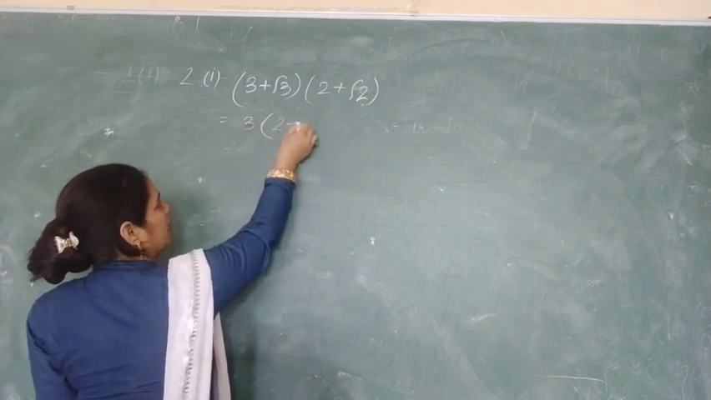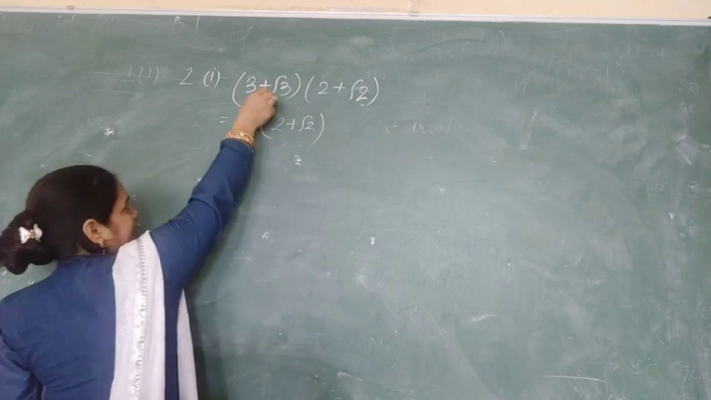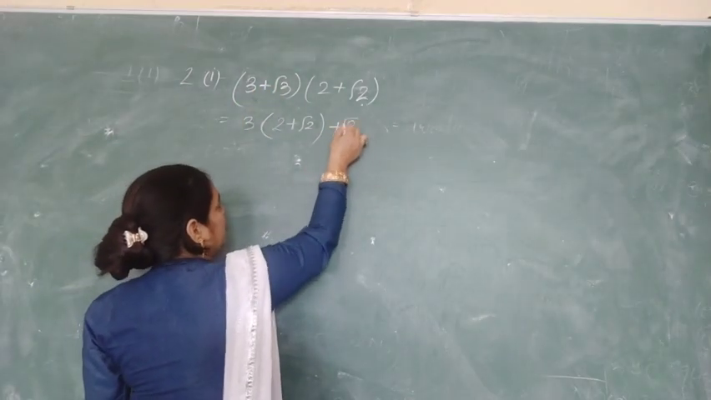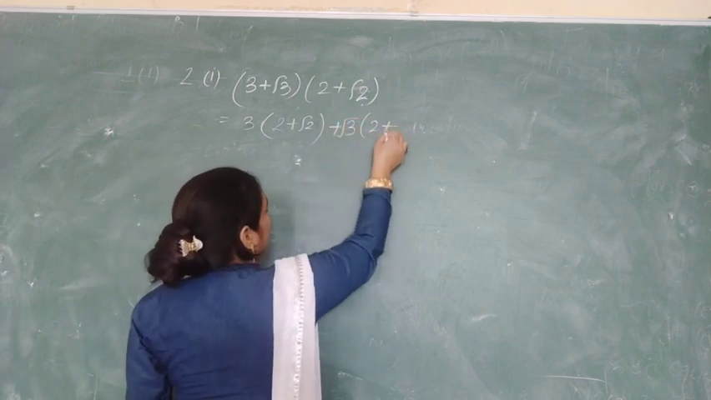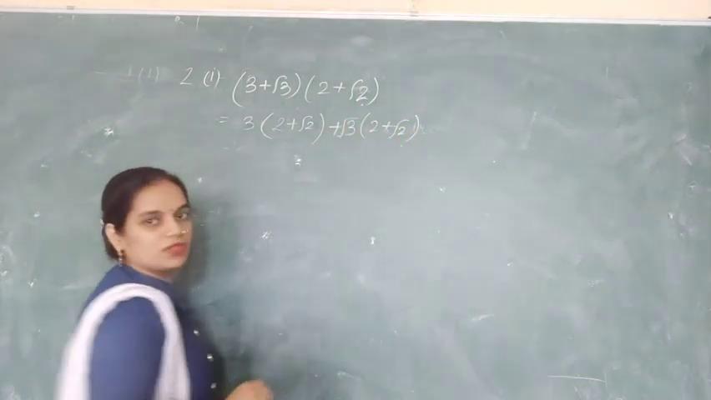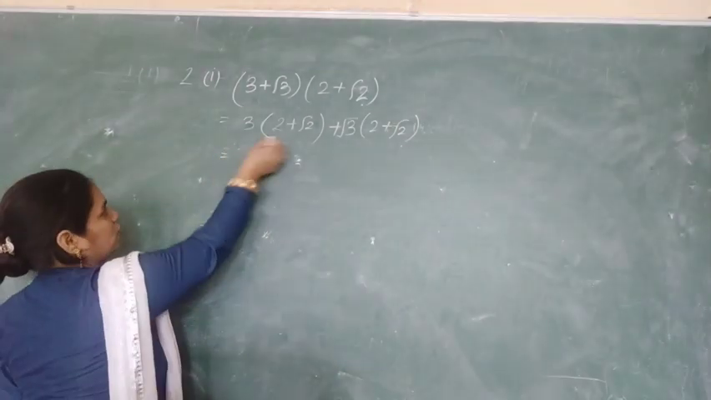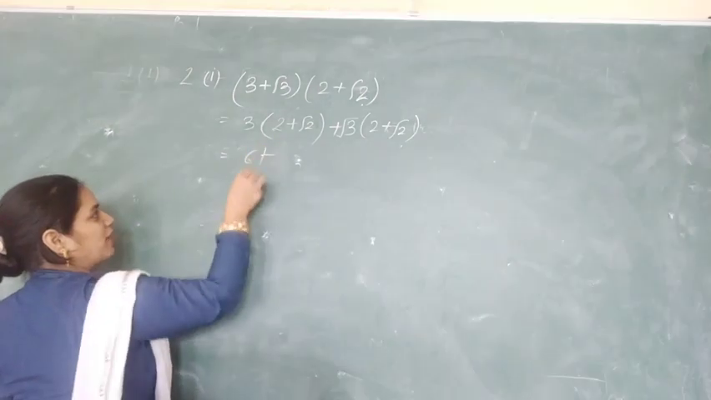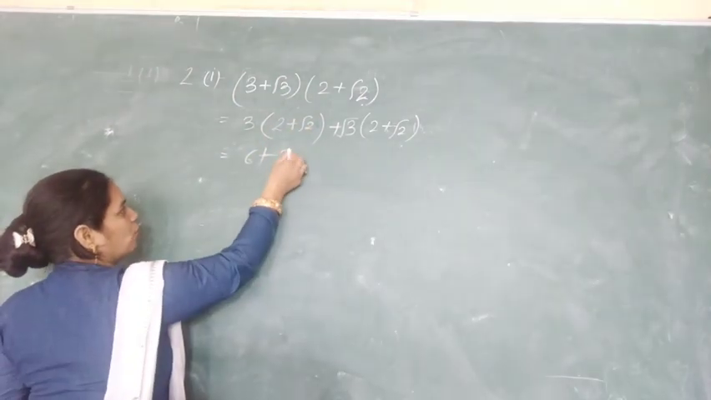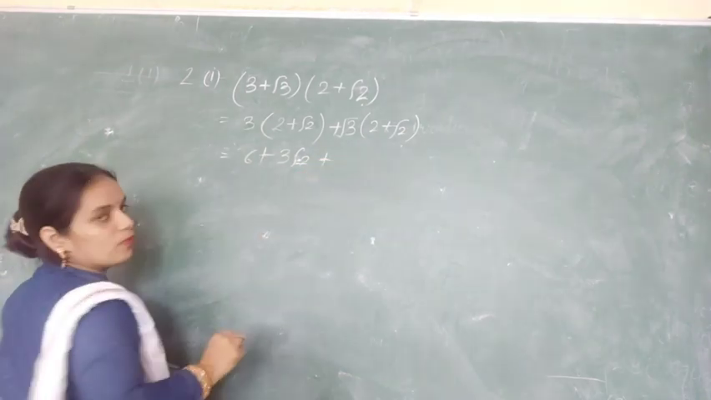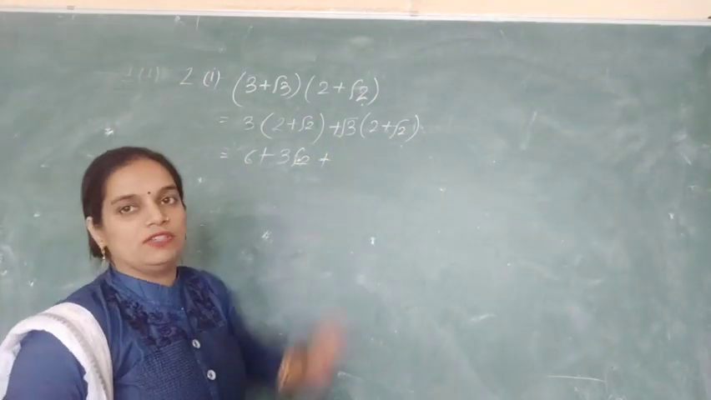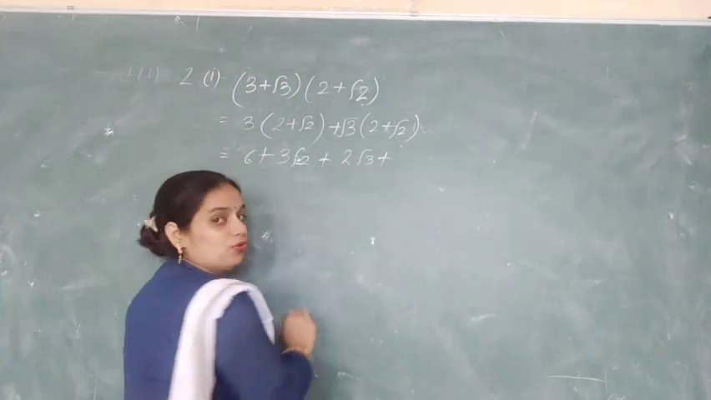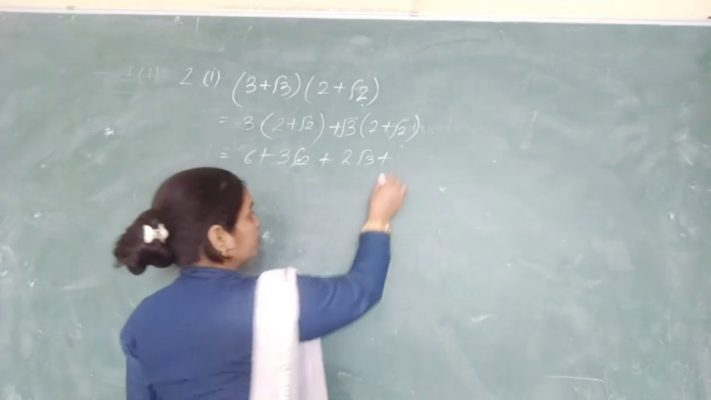3 multiplied by 2 plus root 3, then since there is a sign of addition, you will put the sign of addition. Here we have root 3 multiplied by 2 plus root 3. Now let's multiply 3 with 2 plus root 3, then we will get 3 twos are 6, sign of addition, 3 into root 3 will be 3 root 3. Now when we multiply root 3 with 2, we will get 2 root 3, and when we multiply root 3 with root 3, we will get root 9.